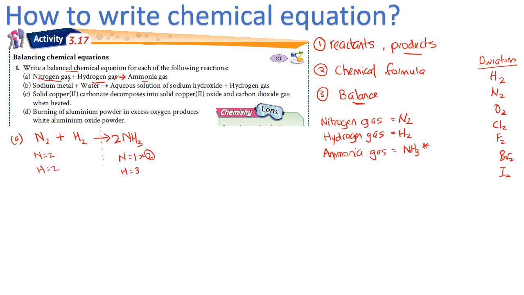So after you times 2, your nitrogen is 2. Your hydrogen also times 2: 3 times 2, you get 6. Nitrogen is balanced already, 2 and 2. Hydrogen is not balanced yet: this one is 6, this one is 2. So you can times 3 here. When you times 3, you get 6. So 6 and 6 balance. This is the balanced chemical equation. Okay, first one done.